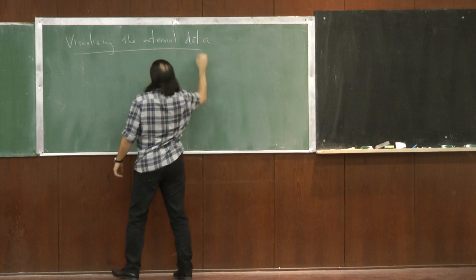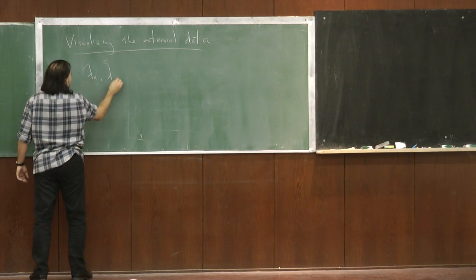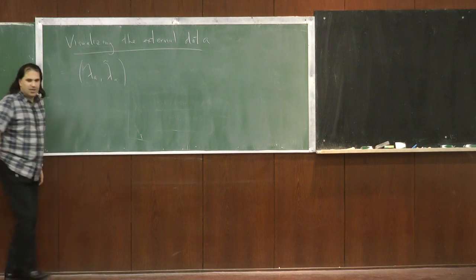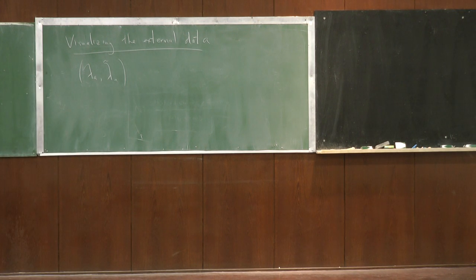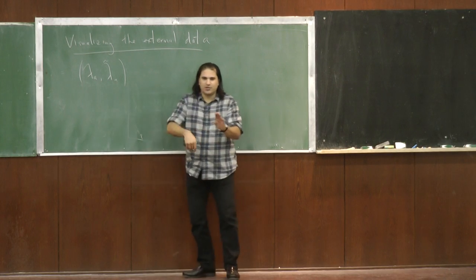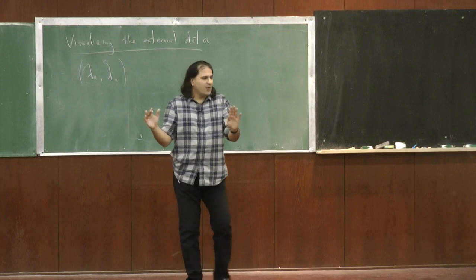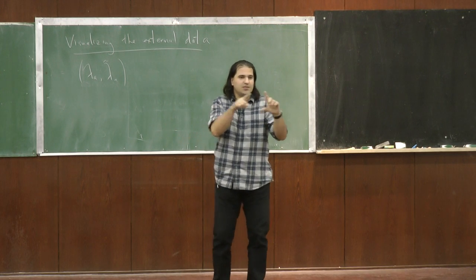By the external data, I just mean, let's even forget about supersymmetry for a second. I just have a bunch of lambdas and lambda tildes. But I want to visualize them in a slightly different way now. We normally think of these as just a bunch of two-dimensional vectors. Each one of these is a two-dimensional vector.